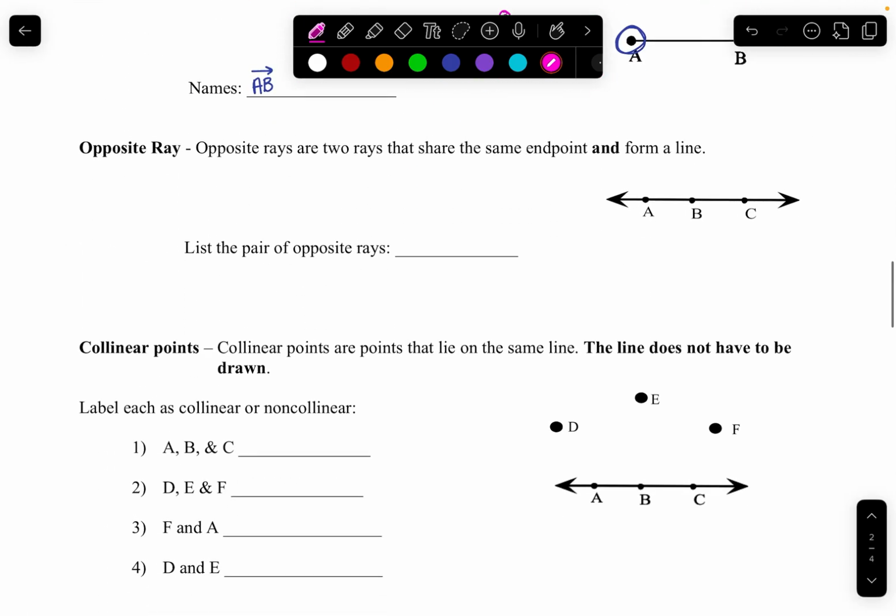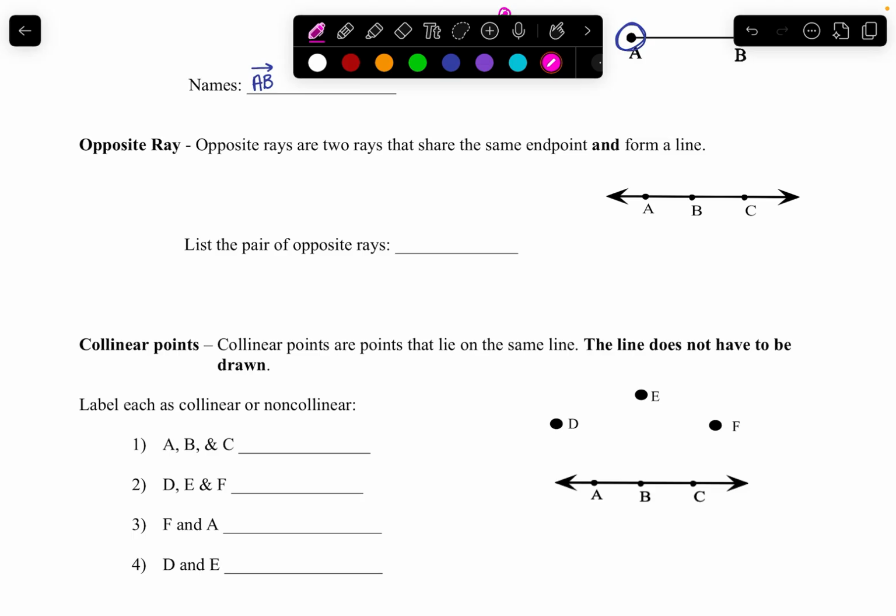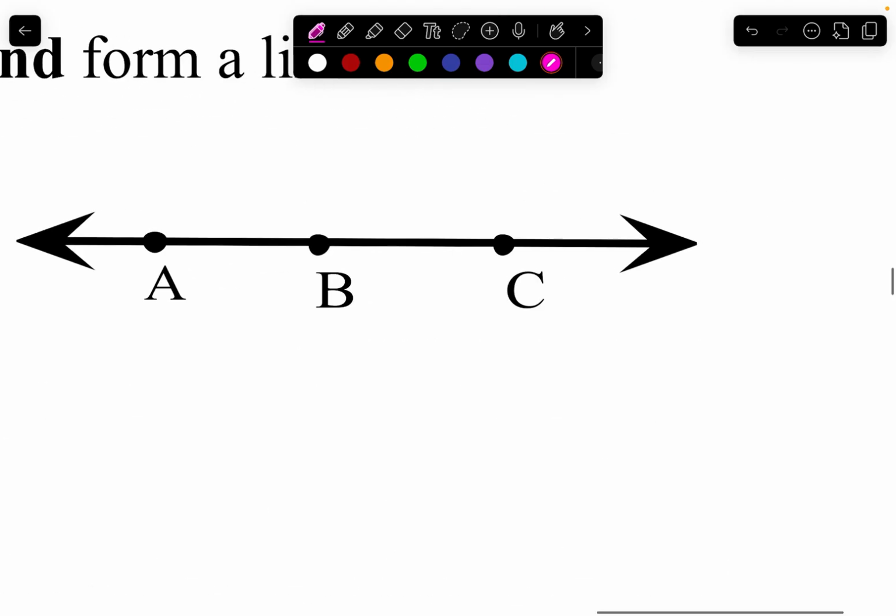Okay. Next, we have opposite rays. And opposite rays are 2 rays that share the same endpoint and form a line. Okay. So although this might be a little bit weird to look at, point B is the endpoint for this ray, and then point B is also the endpoint for this ray. So you have 2 rays who share the same endpoint B, and notice that both of these rays sharing endpoint B here are facing in opposite directions and are creating a straight line. So we would consider this opposite rays.